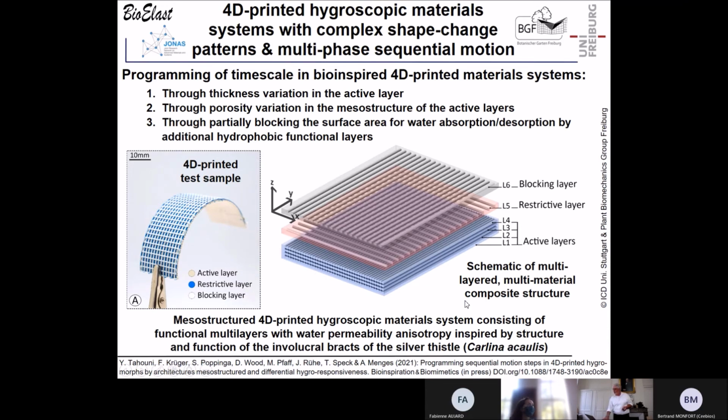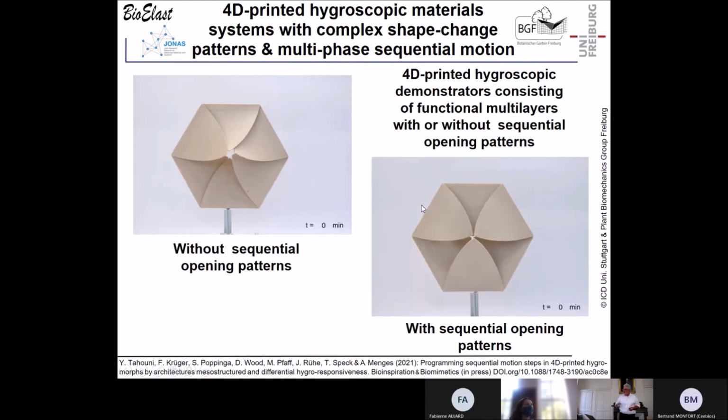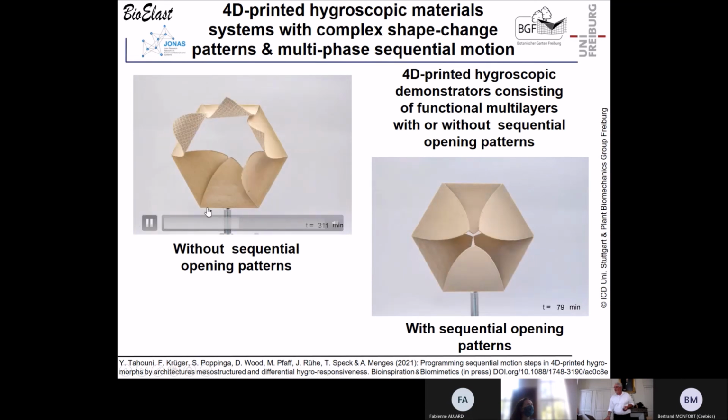Here you have four actuating layers, which bend, shrink, or expand. Then you have a restrictive layer, which lets water in slowly, and here you have a blocking layer, which blocks water totally out. And what did we do? For example, here you have a system without sequential opening, and you see, it can interfere, it can block. And here you have one with sequential opening.